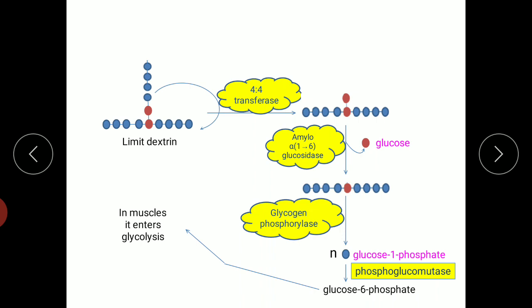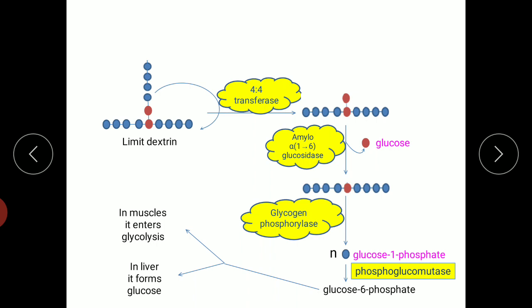In skeletal muscles, it enters into glycolysis, and in liver, it forms glucose. What is this difference? Why this difference? We have seen a process called gluconeogenesis. The last step of gluconeogenesis is conversion of glucose 6 phosphate into free glucose. That is done by an enzyme called glucose 6 phosphatase. This enzyme is present in liver, but it is not present in skeletal muscle.